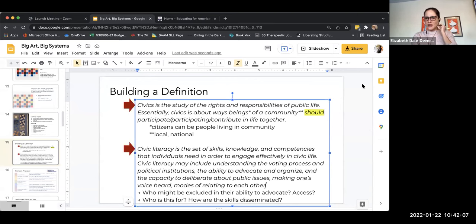There are some really interesting notes in the chat about Native communities and other forms of governance. Recognizing that when we are talking about civics within a Native community, the people we're speaking with might have a significantly different understanding of what it means to relate to one another and how that relates to governance. So thank you for calling that out.